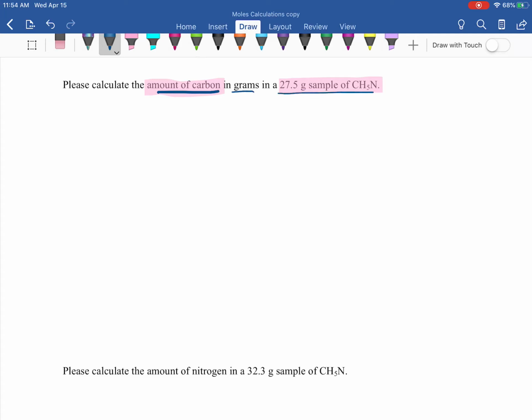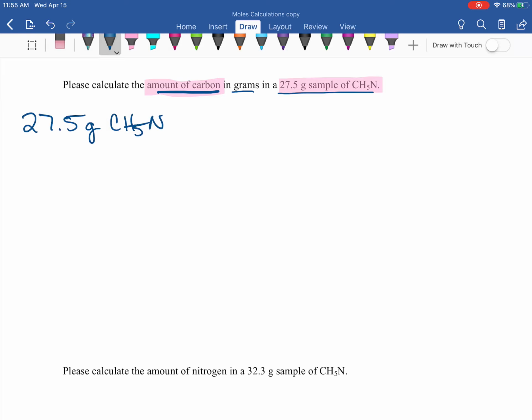So if we're going to calculate the amount of just carbon in grams in that sample of methylamine, that's a really pretty common chemistry question. It's quite often that we've got to figure that out, especially in a reaction. You're going to take all of those bonds for that methylamine, and you're going to break them. And then you're going to use that carbon in a different way. So how do we do that? We actually can solve it two different ways. Let's do the long way first. Let's start with our process.